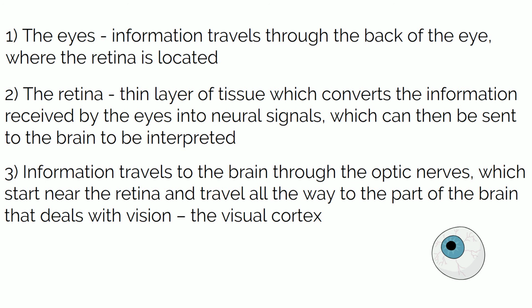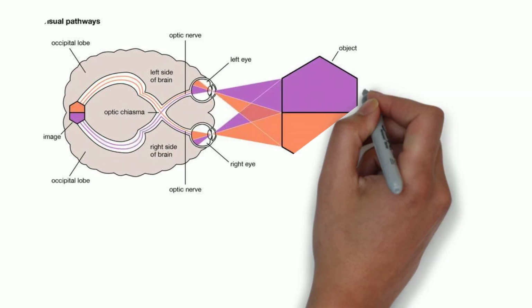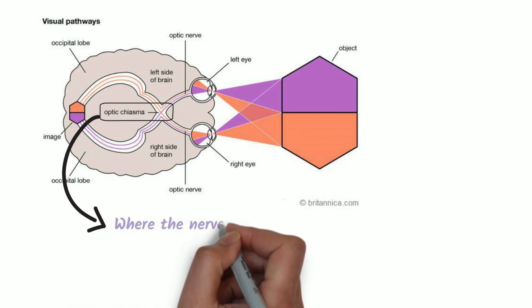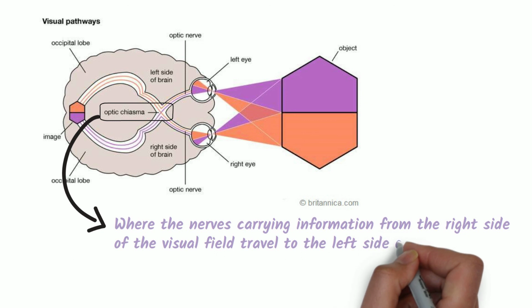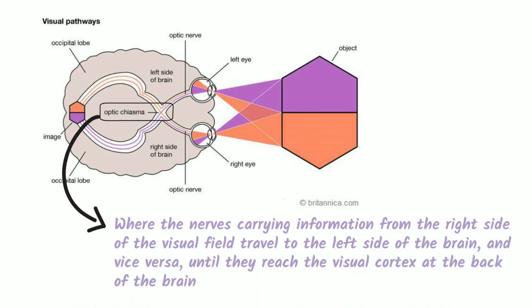So these optic nerves that come out of the eye carry information from both sides of the visual field. But this information needs to be sorted, so to say, as we now know that only some of it goes to the right side of the brain and some to the left. So these nerves cross at the middle in what is called the optic chiasma. And this is where the nerves carrying information from the right side of the visual field travel to the left side of the brain, and vice versa, until they reach the visual cortex at the back of the brain.